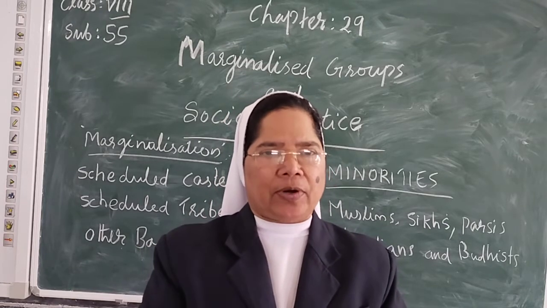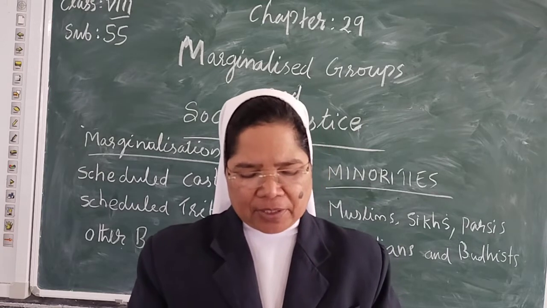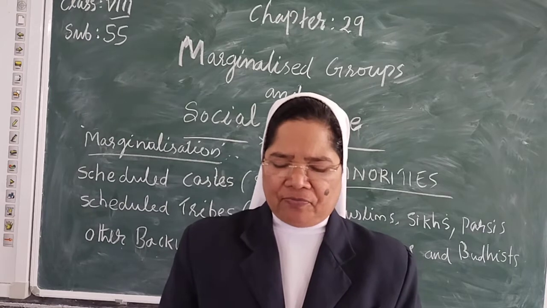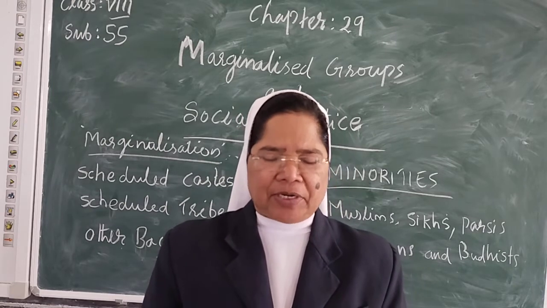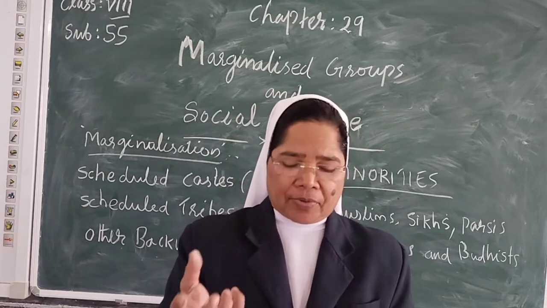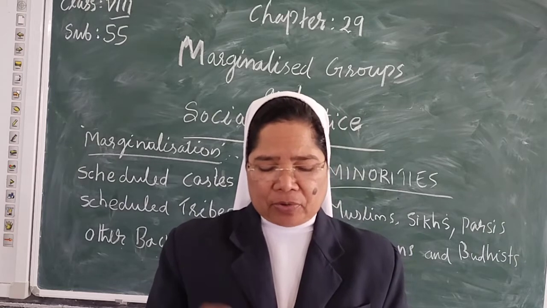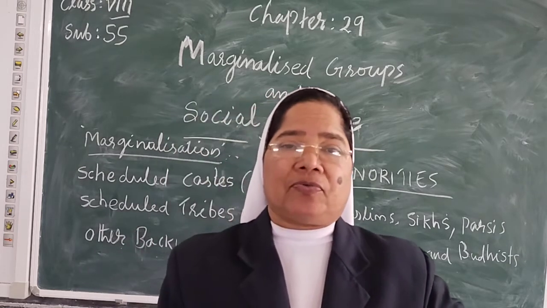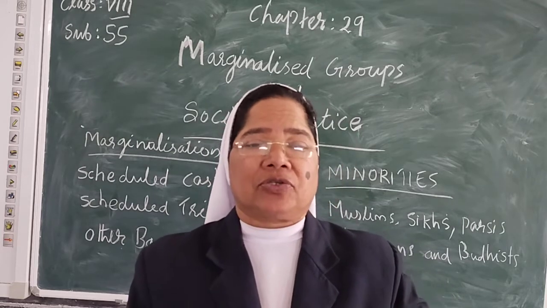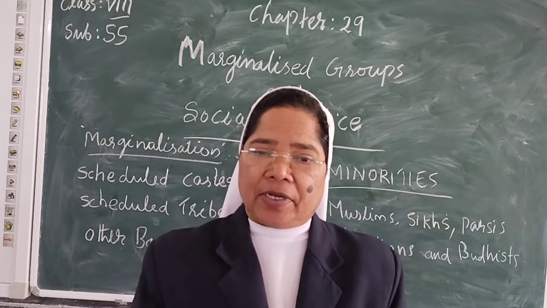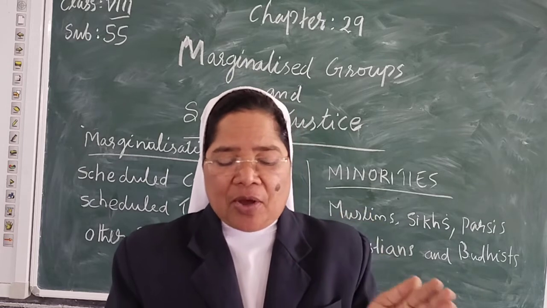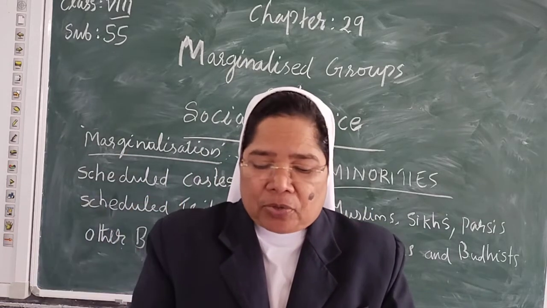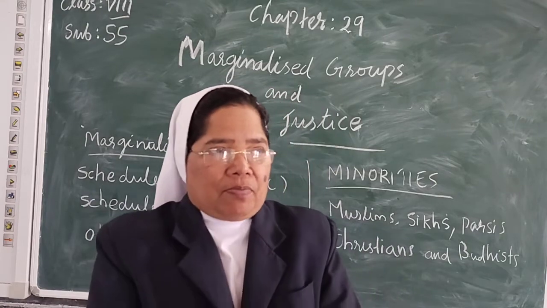They are economically poor and backward. The framers of our constitution were aware of this discrimination, so there are special provisions. When they wrote the constitution, they knew the situation of India. So they made special provisions in the constitution for the upliftment of marginalized groups.